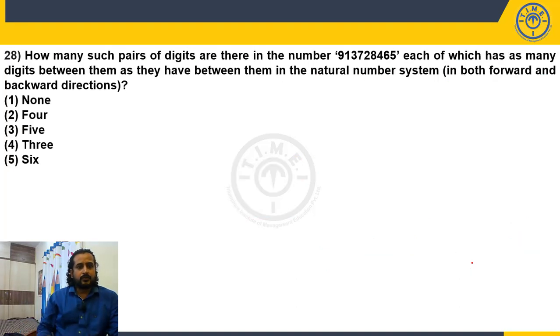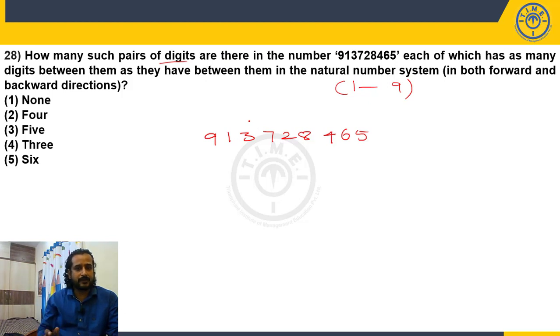Question number 28. How many such pairs of digits are there in the number 91372846 each of which have as many digits between them as they have between them in the natural number system, in both forward and backward direction? Natural number system means 1 to 9, and we are talking about the digits. You know how to solve these questions, right? I am not discussing the basics again.